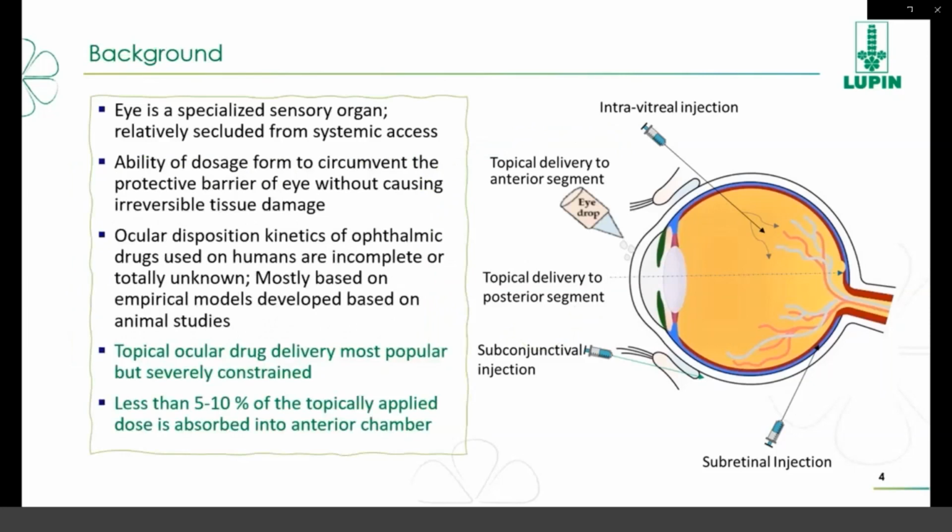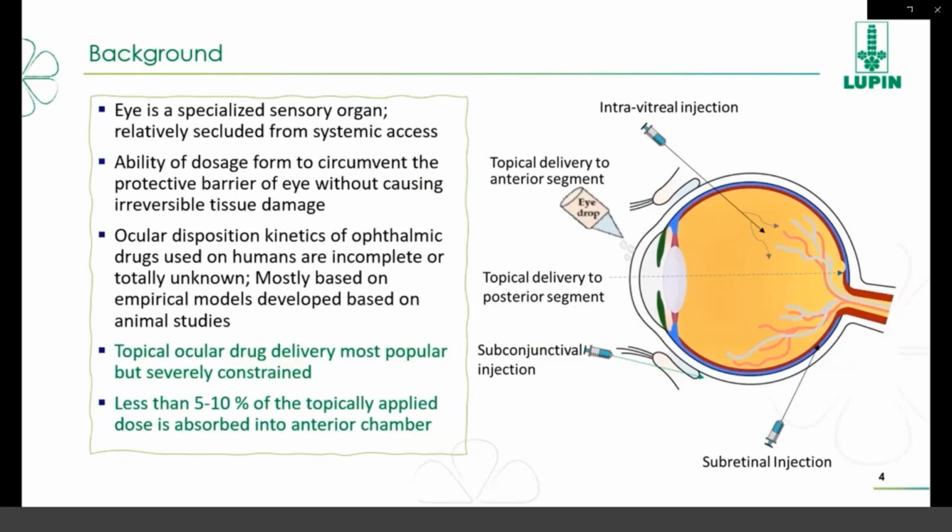Diseases of the eye require drug delivery to the anterior and posterior segment. By virtue of the eye being relatively secluded from systemic circulation, it presents itself with a variety of anatomical and physiological barriers. The challenge before any dosage form intended for ophthalmic use is to circumvent these protective barriers of the eye and at the same time not to cause any irreversible tissue damage.